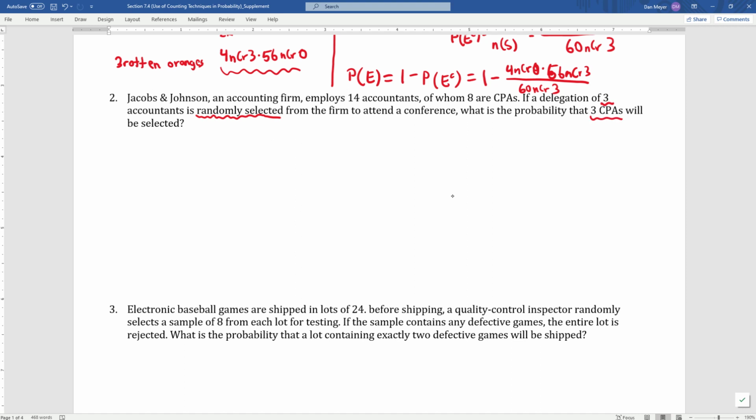If we want to know the probability of this event, that would be the number of ways to pick 3 CPAs divided by the number of things in our sample space. If we're just picking CPAs, there's only 8 to choose from. Again, these 3 CPAs, they're not playing individually special roles. They're all going to the same conference. So the order in which we choose them doesn't matter. So this is just a selection. So this is a combination. We've got 8 CPAs to choose from.